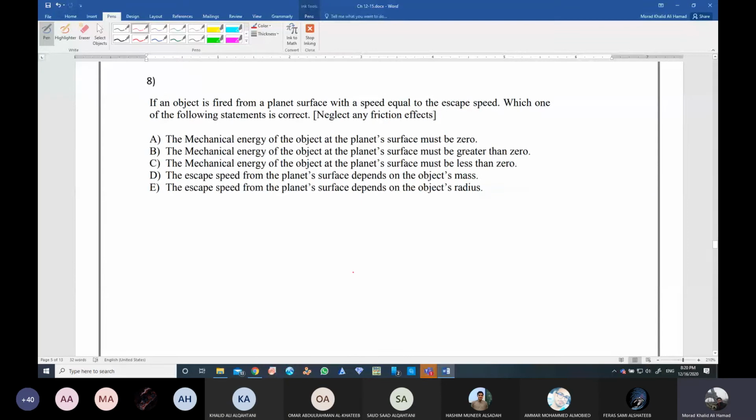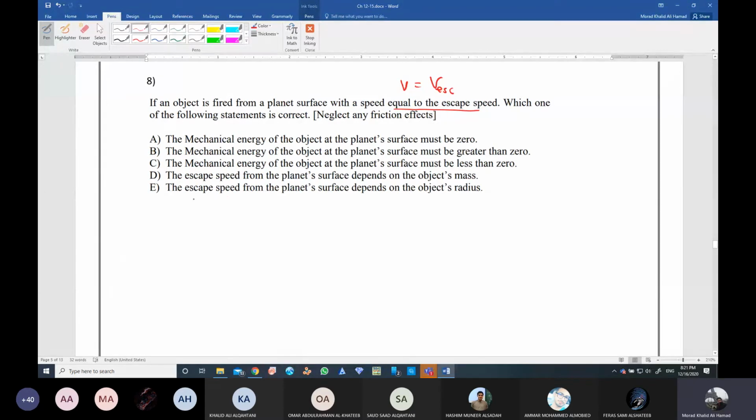Okay, let's go to another chapter. This is a conceptual question. The question says, if an object is fired from a planet surface with a speed equal to the escape speed, so v is equal to v escape, which one of the following statements is correct? The mechanical energy of the object at the planet must be 0, greater than 0, less than 0, or depend on the object mass or radius.